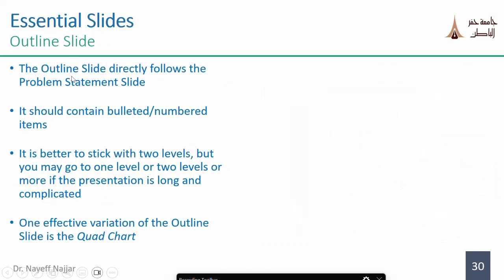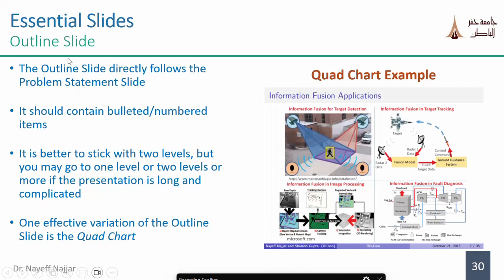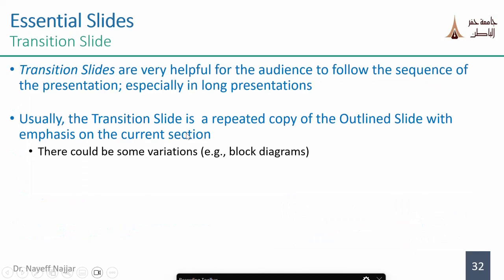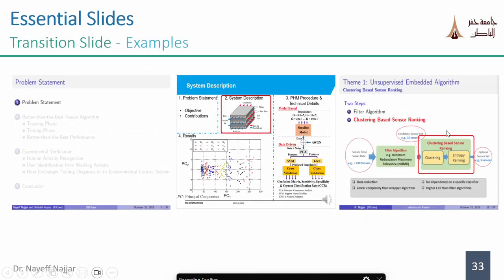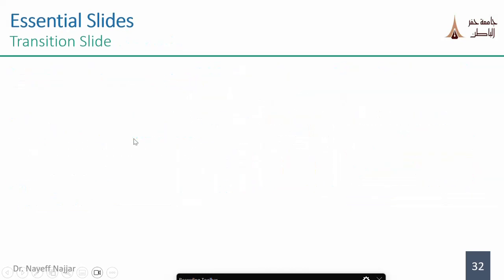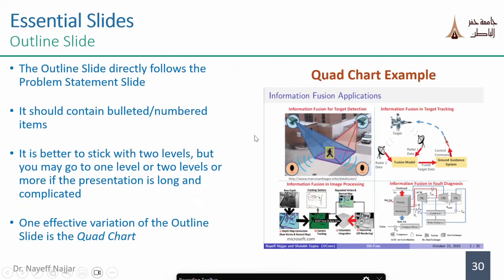But this is different. Let me go back to the outline slide. You can have it in bulleted items. I'm sorry I confused you. This one is not a quad chart, it's an outline slide. So either bulleted, something like this, or with pictures, something like that. This is called a quad chart. One good technique to present your outline is to use a quad chart. A quad chart looks more or less something like that.